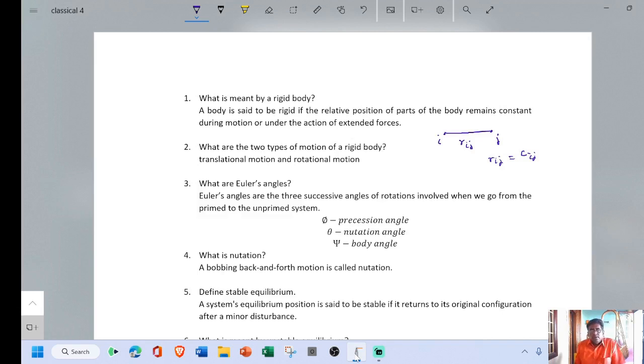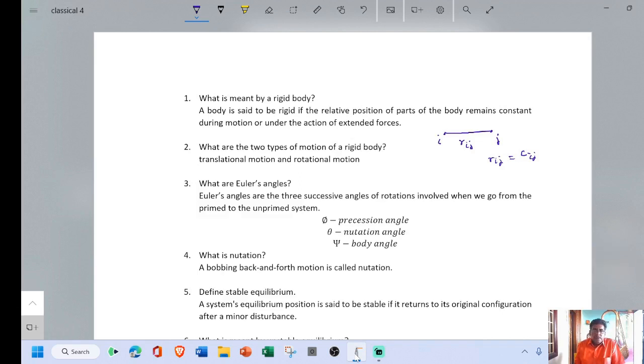Now go to the second question. What are the two types of motions of a rigid body? First motion is translational motion and the second one is rotational motion.